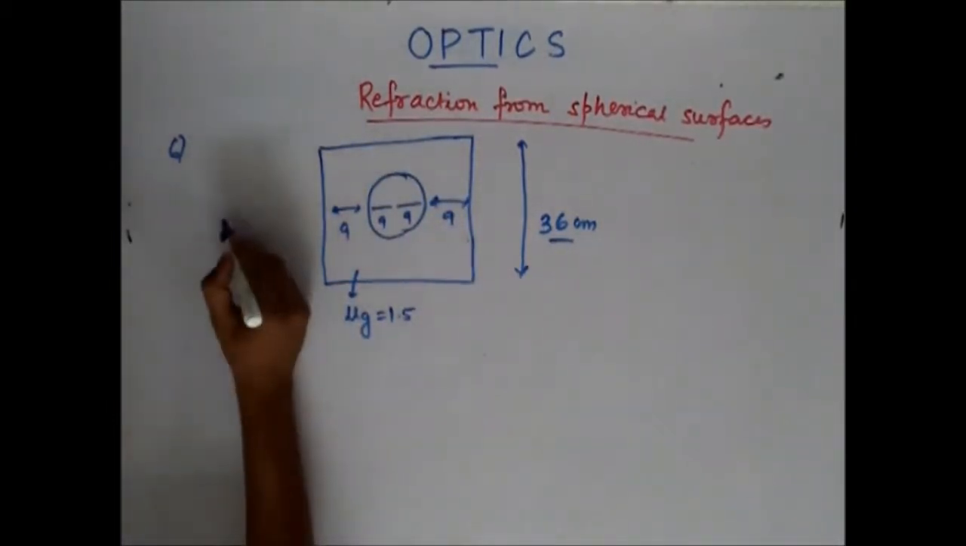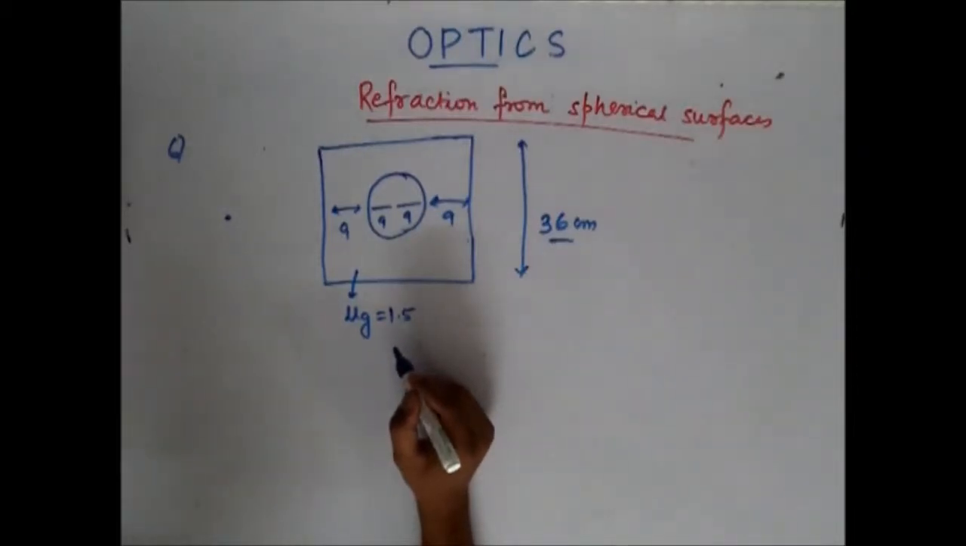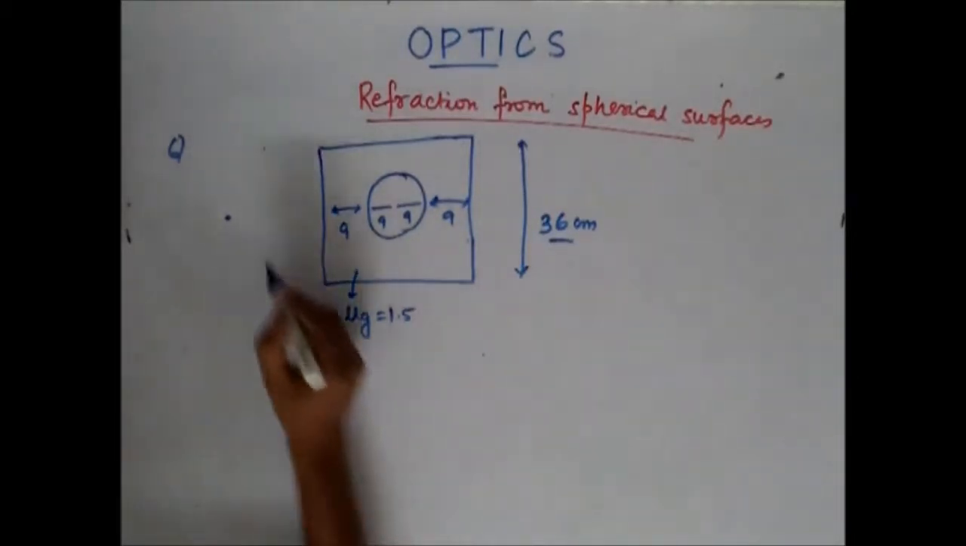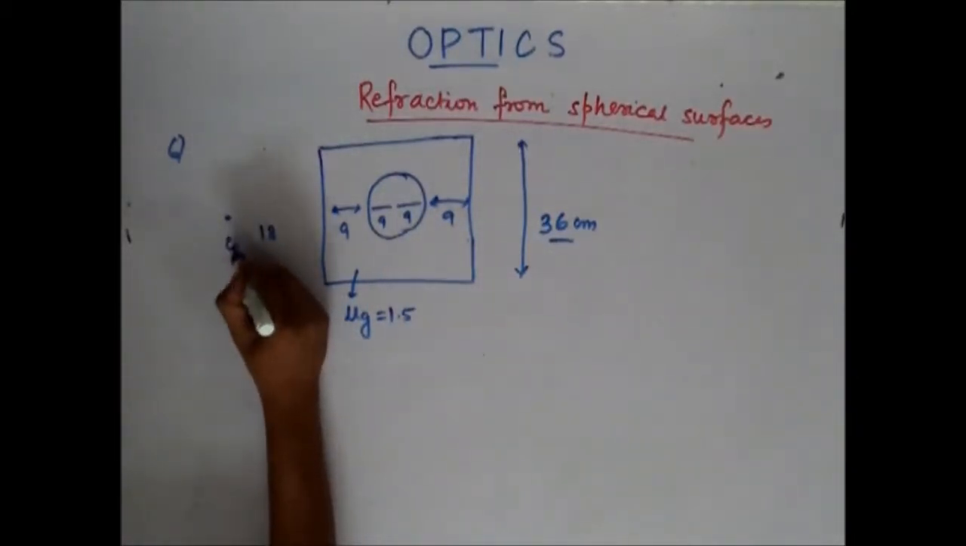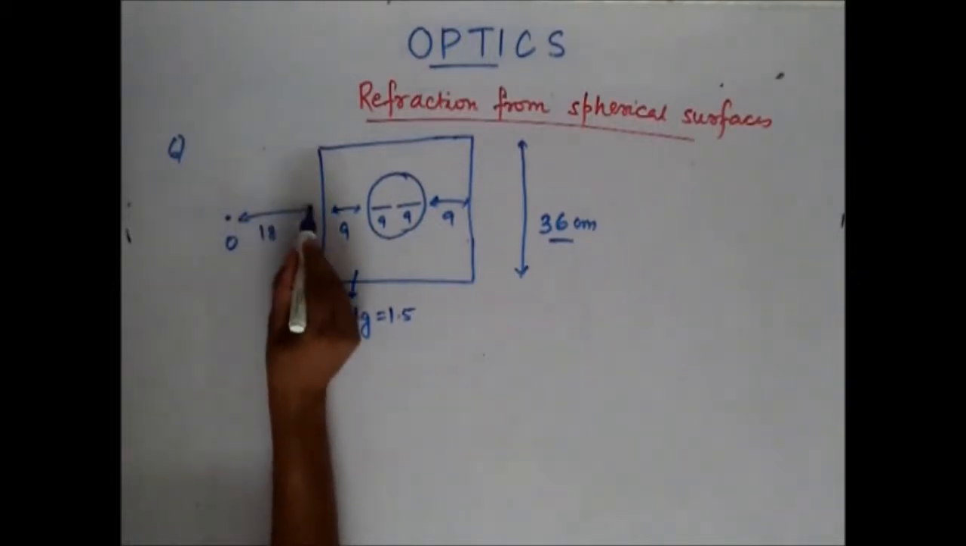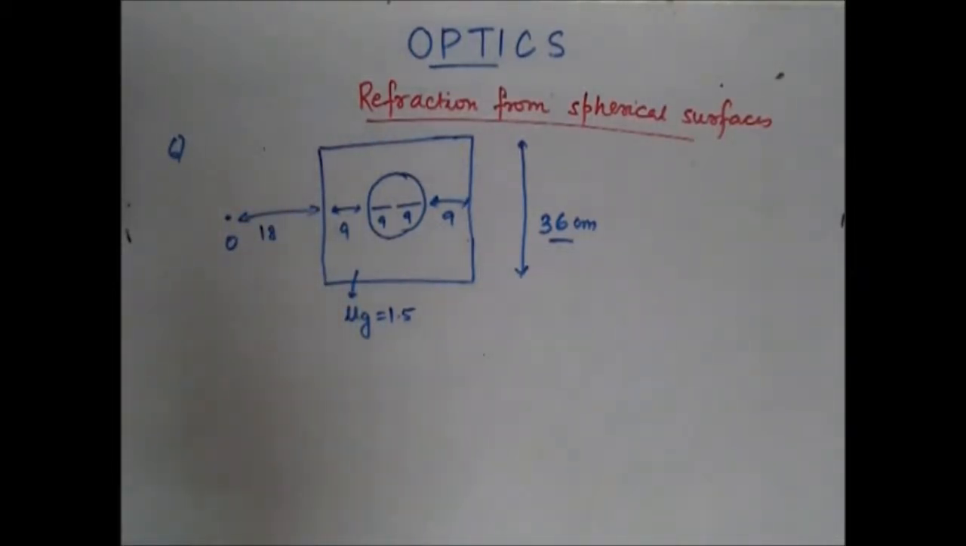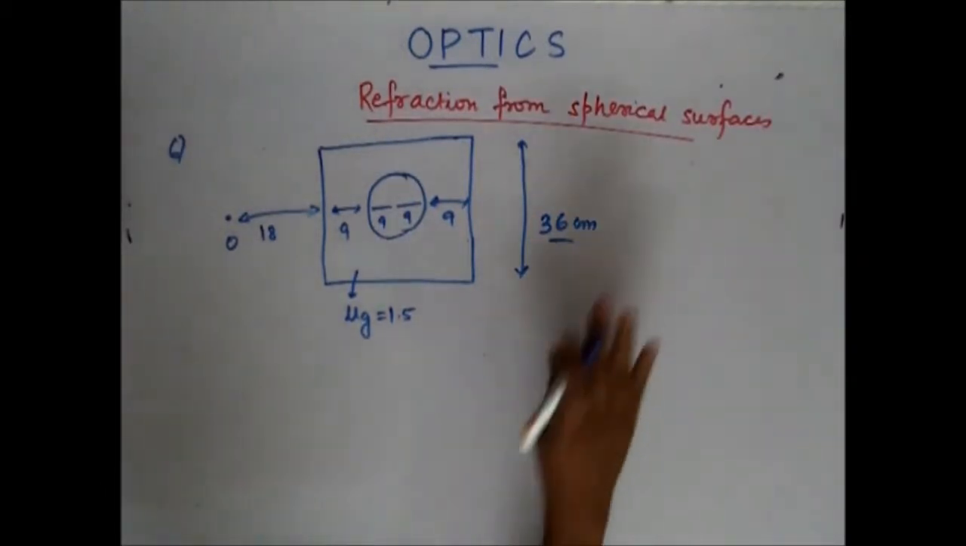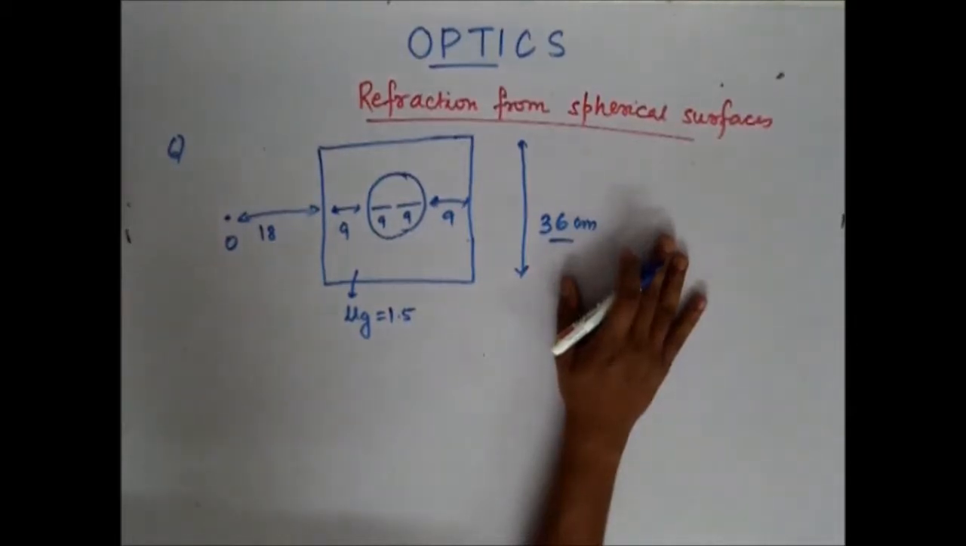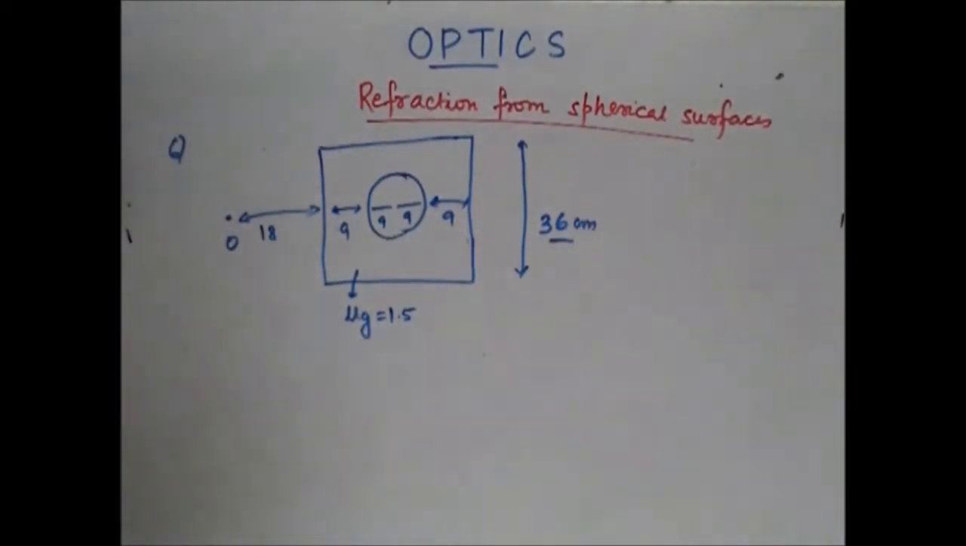Now when an object is placed 18 centimeter from one surface of the cube. So the object is placed here, this distance is 18 centimeter. Now the object is observed from this side and the question is find the apparent position of the object. Okay. So let's try this question.